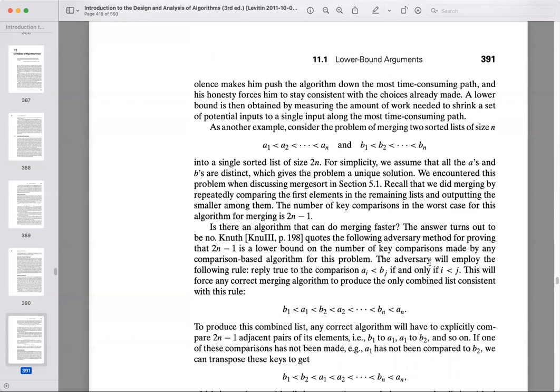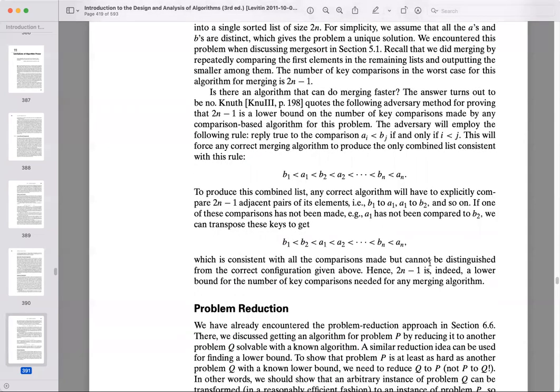Okay, so again, using the adversary method, you're going to reply true to this comparison only if the element positions you're basing on are also less than. Okay, and this will force any correct merging algorithm to produce only the combined list consistent with the rule that it shows there. Okay, so by choosing this as the worst case, you're finding out that is the lower bound on that problem. Okay.